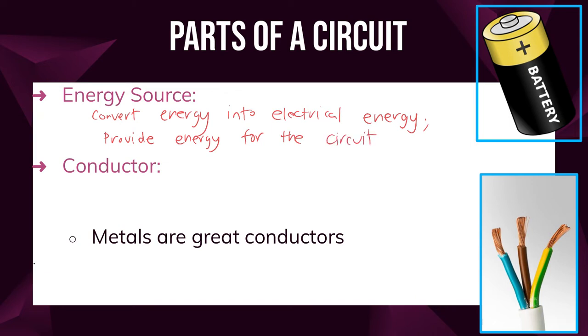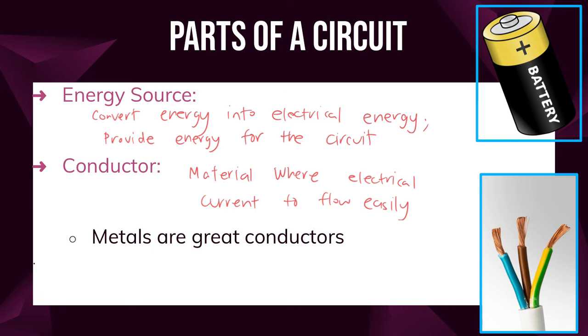And then we have conductors. So we've talked a little bit about insulators and conductors. And so a conductor is just a material that allows electrical current to flow easily. And so most metals are going to be great conductors. And this is part of the reason why we make pots out of metal, because again, it allows for heat to move pretty easily.